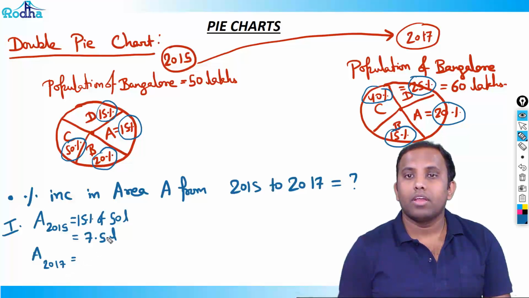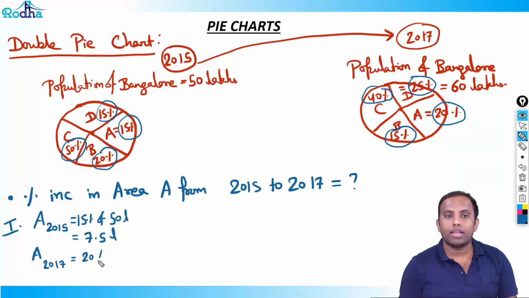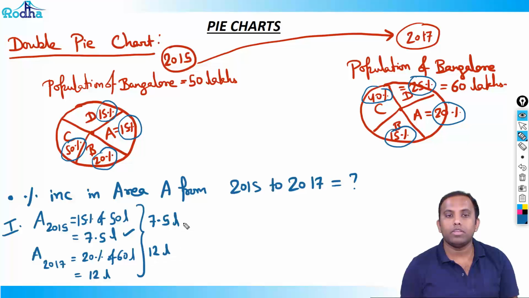Area A's population in 2017 is 20% of 60 lakhs, that is 12 lakhs. So what is the percentage change from 7.5 to 12? 7.5 lakhs was the population here and it became 12 lakhs. What is the percentage change? Change of 4.5 lakhs on 7.5 lakhs. Right? It is one by how much?